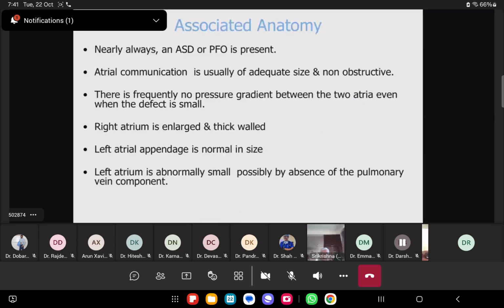Now the lesions associated with TAPVC. Nearly always an ASD or PFO is present. The atrial communication is usually of adequate size and non-obstructive. There is frequently no pressure gradient between the two atria even when the defect is small.